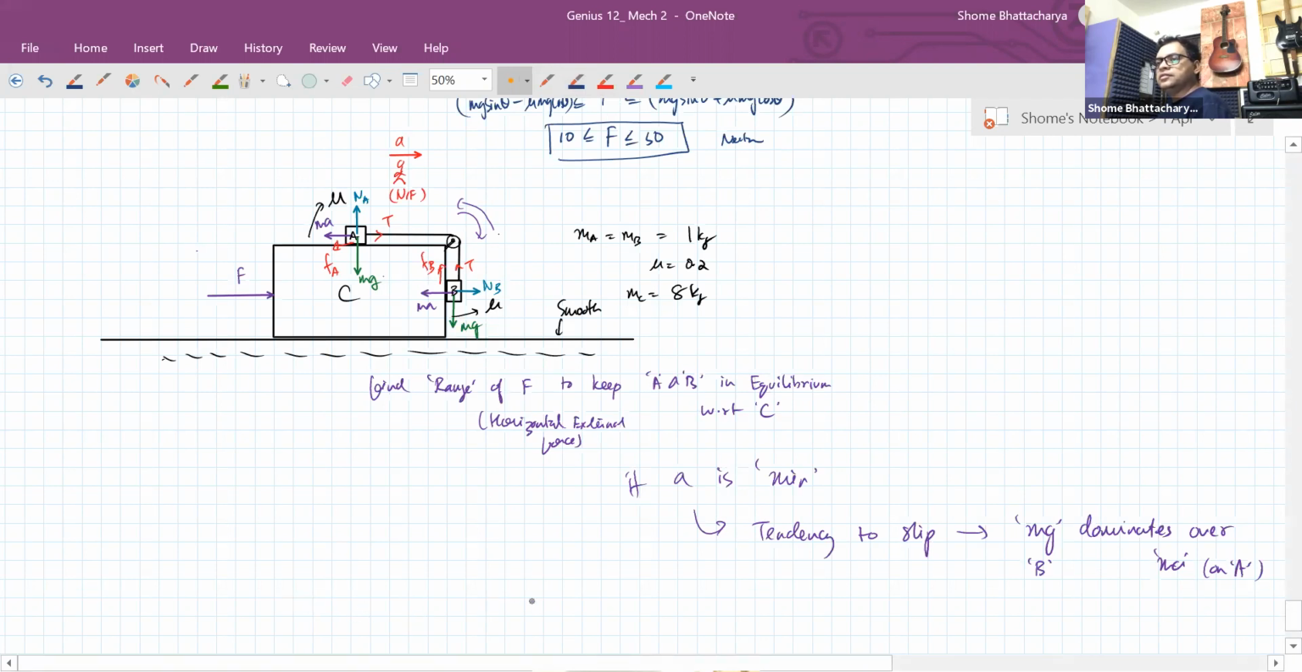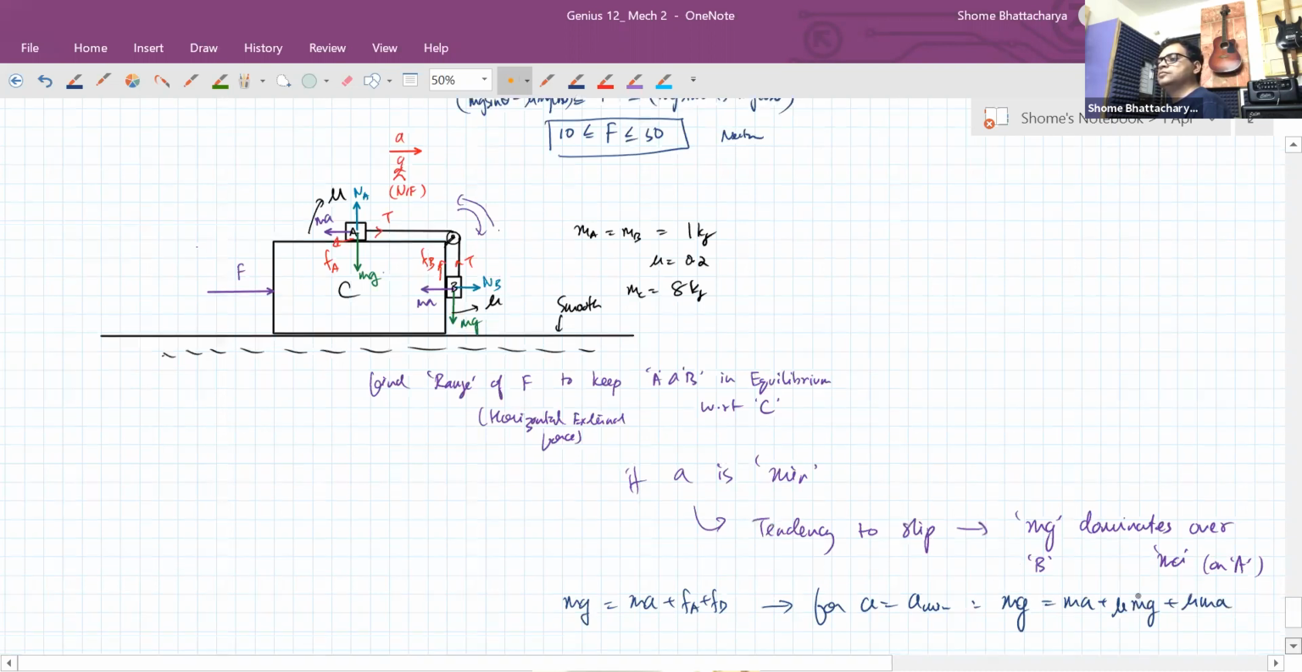So the condition we have is that mg should be balanced by ma plus f_A plus f_P. So for a equal to a minimum, mg should be balanced by ma plus mu mg plus mu mg. So from this we will get a minimum as g into (1 minus mu) upon (1 plus mu).